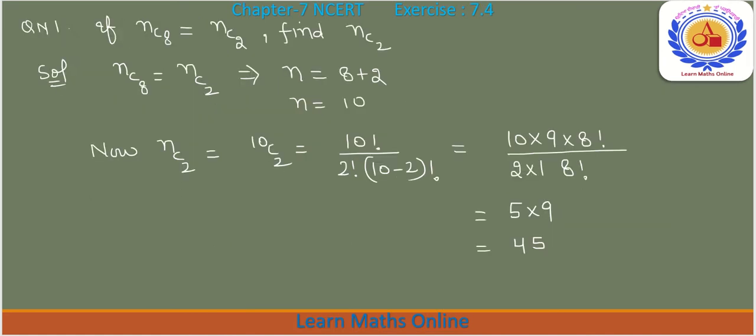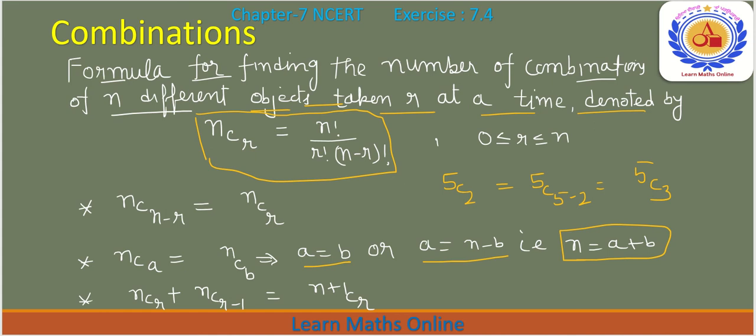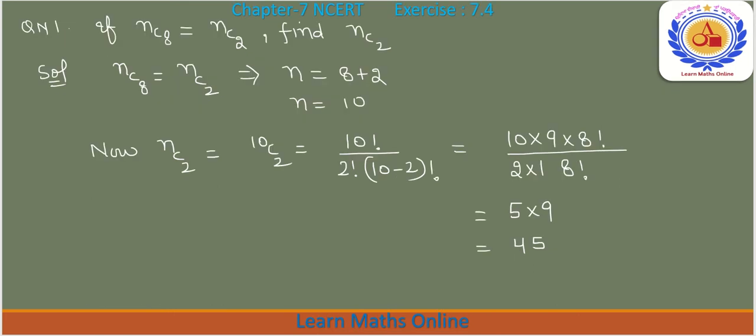So let us move on. Question number 1 is: if nC8 is equal to nC2, then find nC2. Very interesting. We just discussed the result: if nCa is equal to nCb, this implies either a will be equal to b or n is equal to a plus b. It is very clear from the question that a is not equal to b, since 8 is not equal to 2. It means n will be equal to 8 plus 2, n is equal to 10.